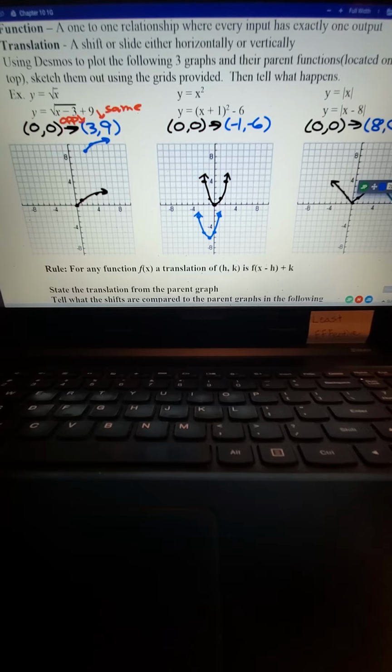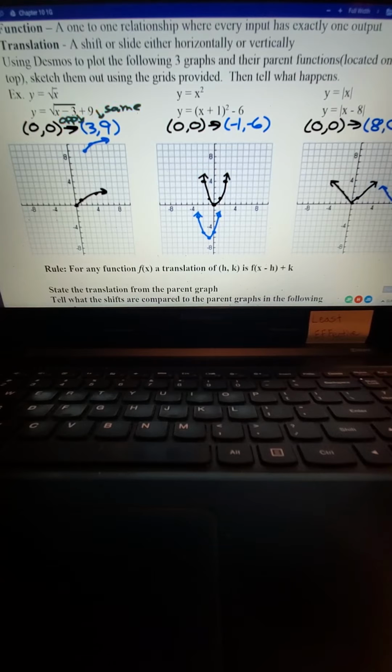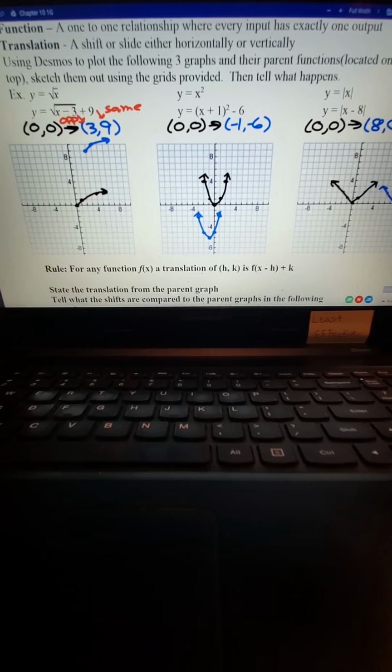Now the big pattern with this, and it's something we've already talked about with other functions in the past, is if we are inside, so say this x minus 3, this x plus 1, this x minus 8, we are actually moving the opposite of where we think we're going to move. So this minus goes to the right, this plus goes to the left, and this minus goes to the right. And if it's inside with x, that means it moves side to side. If it's outside by itself, that means it moves y, and it's actually normal.